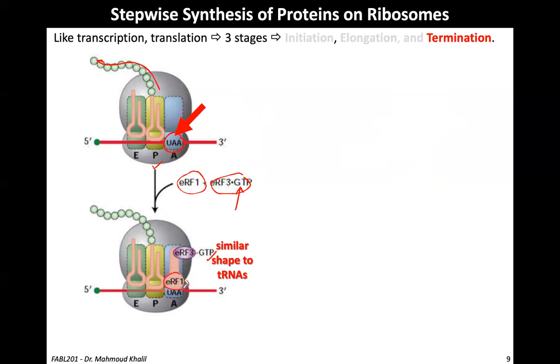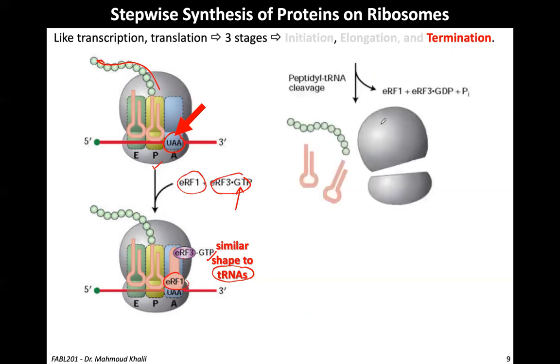And actually, release factor 1 has a shape similar to transfer RNA in order to sit at the stop codons. Once the ribosome recognizes that there is a release factor sitting on the stop codon, this will order the ribosome to terminate the process of translation, and now you have a nascent protein in the primary structure that is formed due to the translation.